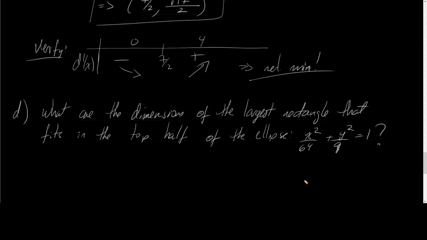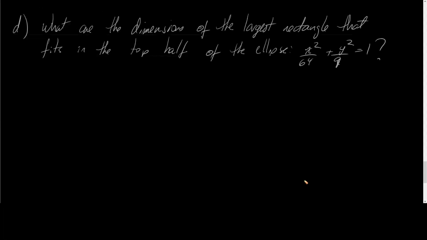So we're looking for the dimensions of the largest rectangle that fits in the top half of that ellipse. Let's see what we have here. This ellipse looks as follows. This is 3, this is negative 3. That's based off of the square root of the bottom there. This is 8, this is negative 8. That's based off of the bottom of x squared. And the ellipse here, which I'll do in blue, looks as follows.